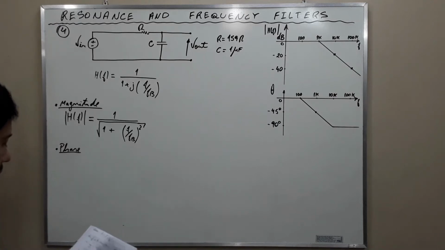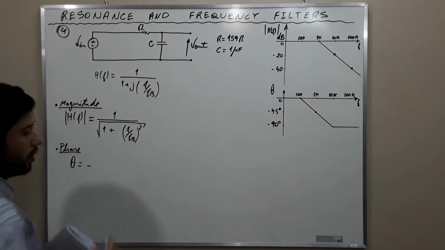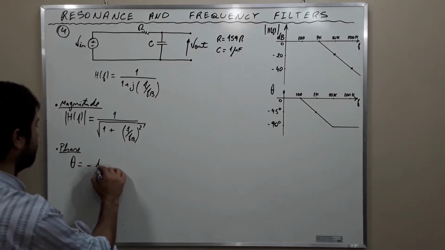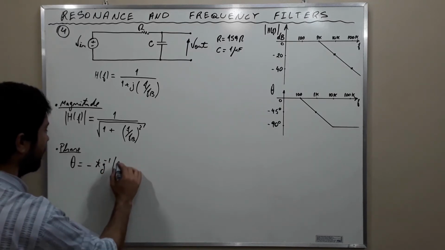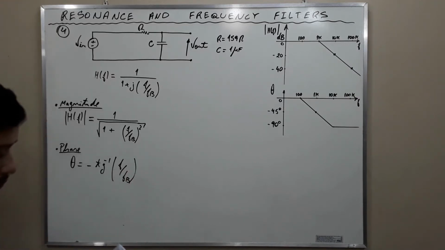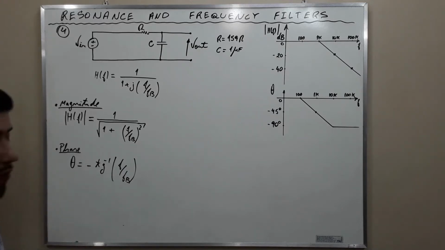The phase is the negative of the inverse tangent of F over FB. Okay? Where, once more, FB is the corner frequency or the cutoff frequency. Let's find the value of FB.